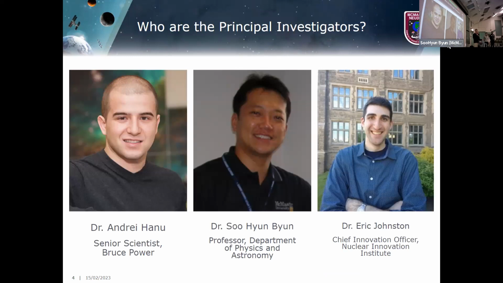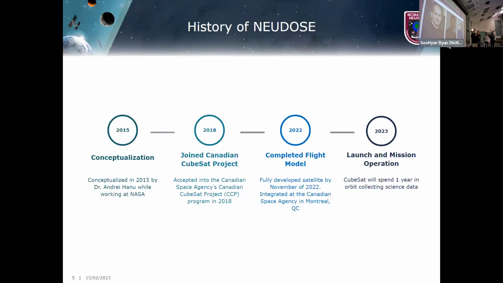So who are our principal investigators? We have 3 principal investigators. We have Dr. Andre New. He is the senior scientist at Bruce Power. We have Dr. Yun, who's right here. He's a professor in the Department of Physics and Astronomy. I changed my hairstyle. And then we also have Dr. Eric Johnson. He is the Chief Innovation Officer at the Nuclear Innovation Institute.